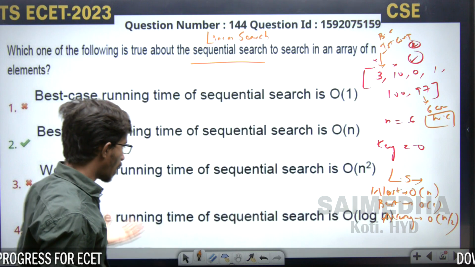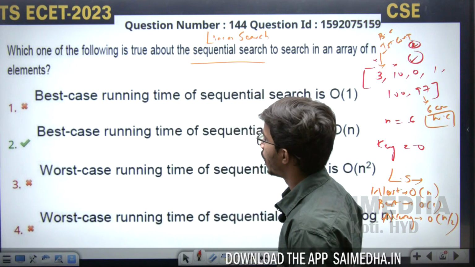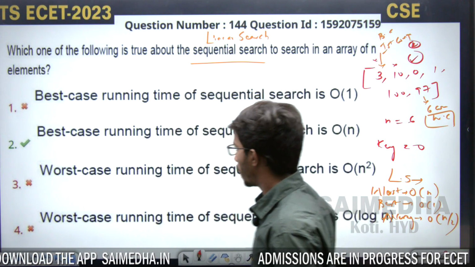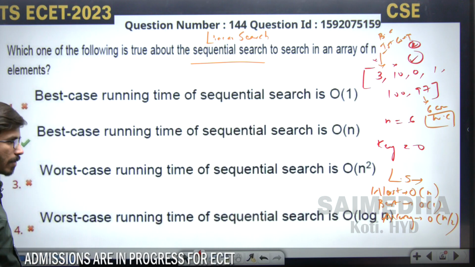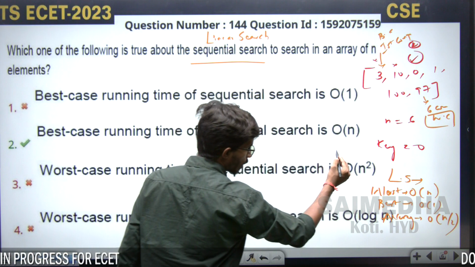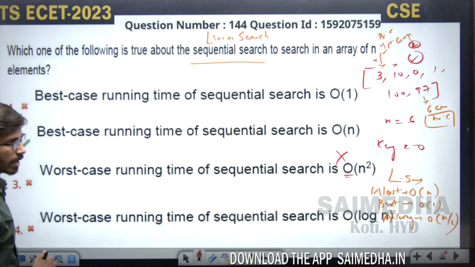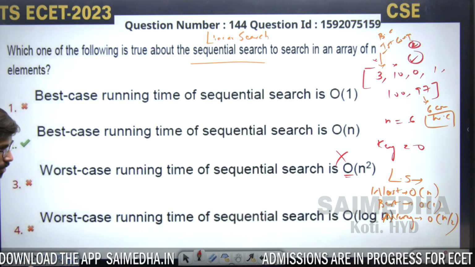Okay, so now coming to the options quickly. Best case running time of the sequential search is big O of n. Worst case running time of the sequential search is big O of n squared. You can delete this option. We don't have big O of n squared because we don't use two for loops. Only one for loop is required for sequential search or linear search. Worst case running time complexity of the sequential search is n log n.